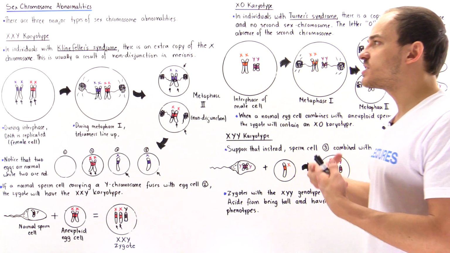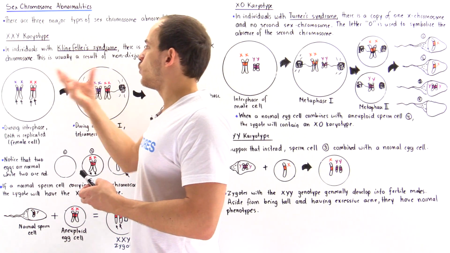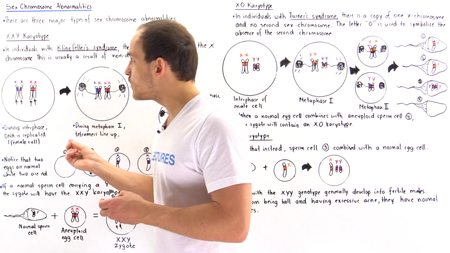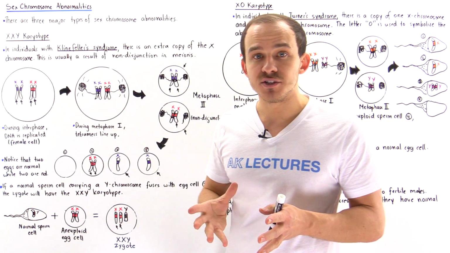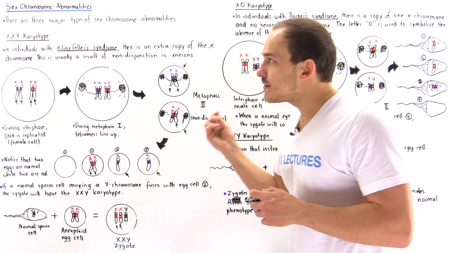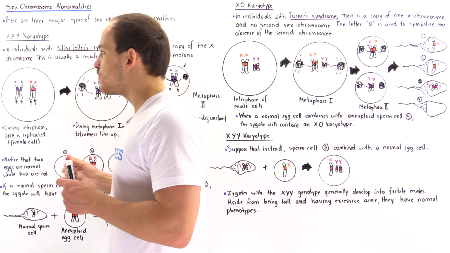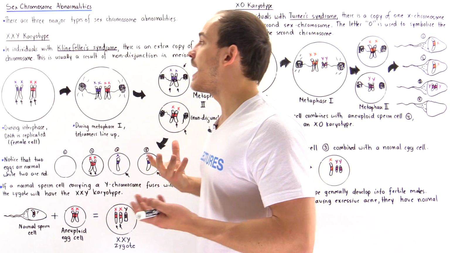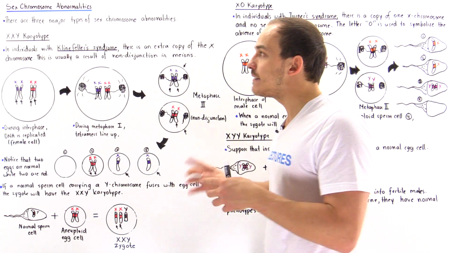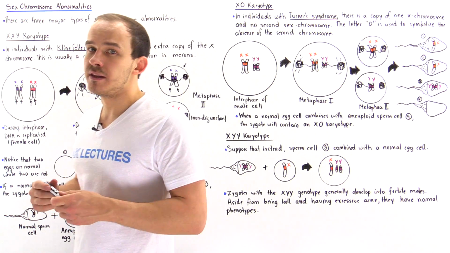Now, what are some of the symptoms of individuals that have this syndrome? Well, because they have that Y chromosome, these will be males. Now, they will be unusually tall, and because of that additional X chromosome, they're going to have female-like breasts. And about 50%, about half of them, will have some type of mental disability.